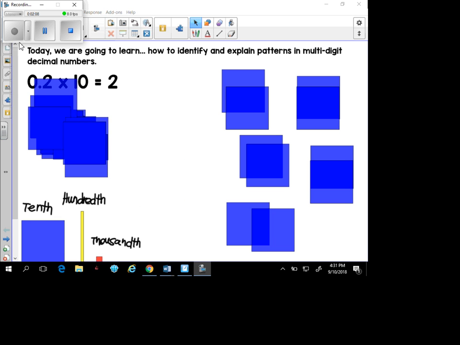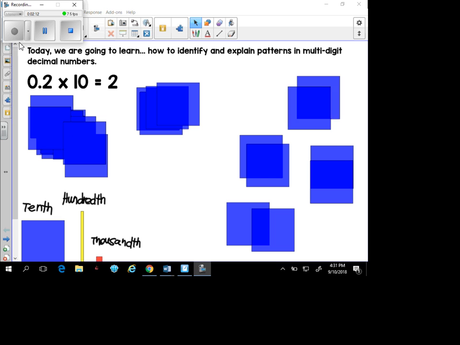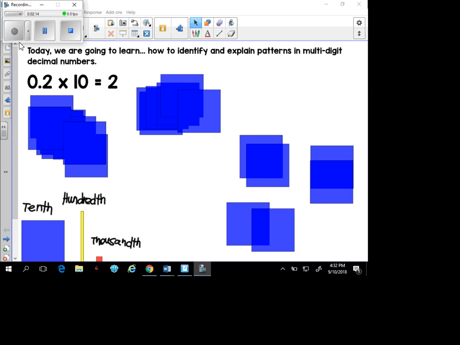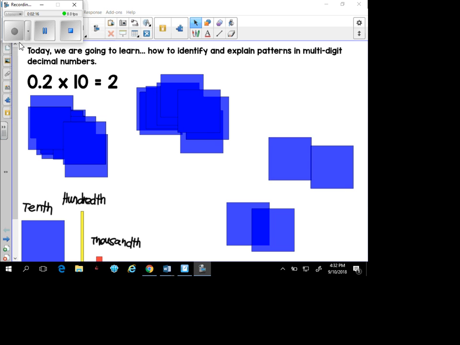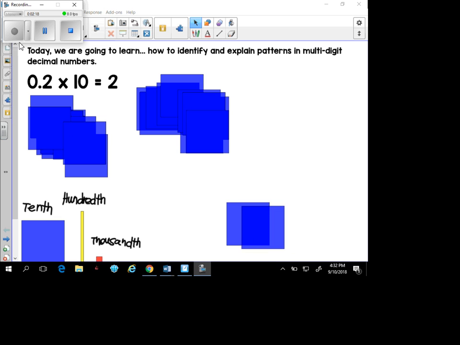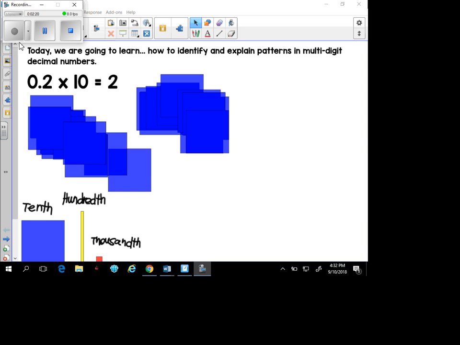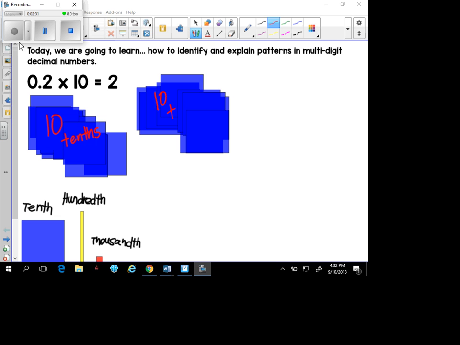So I'm going to put those 2 together, and those 2, and 1, 2, 3, 4, 5, and those go over there. So this is going to be 10 tenths. And this one is 10 tenths, which actually just equals 2 wholes.